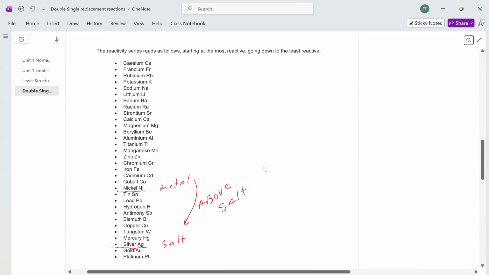You find the metal. Is the metal above the salt metal? If it is, the reaction goes. If it's opposite, where the metal is below the salt metal, then the reaction doesn't go.